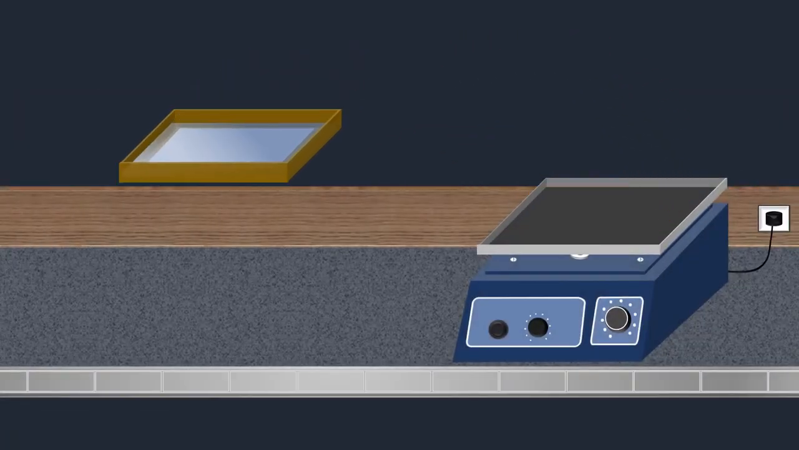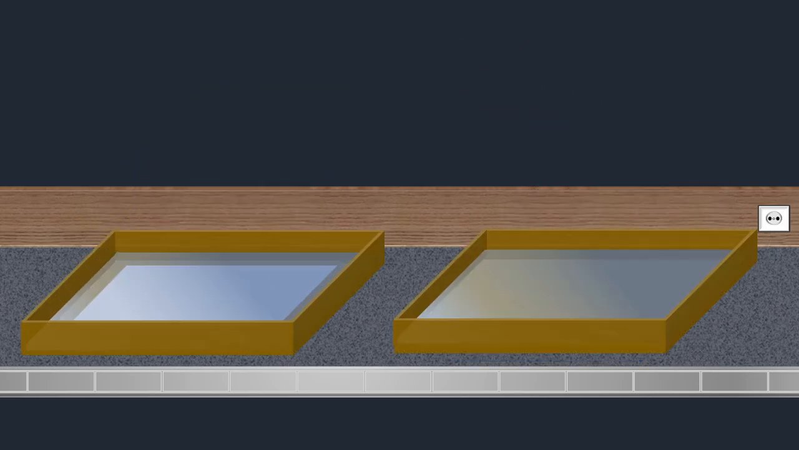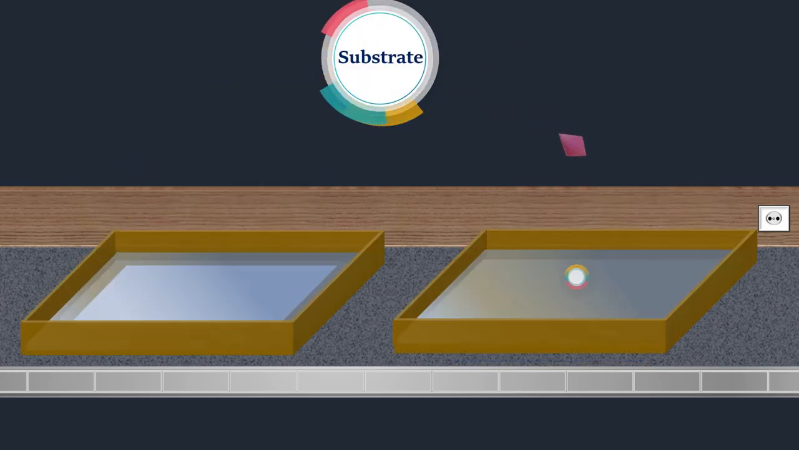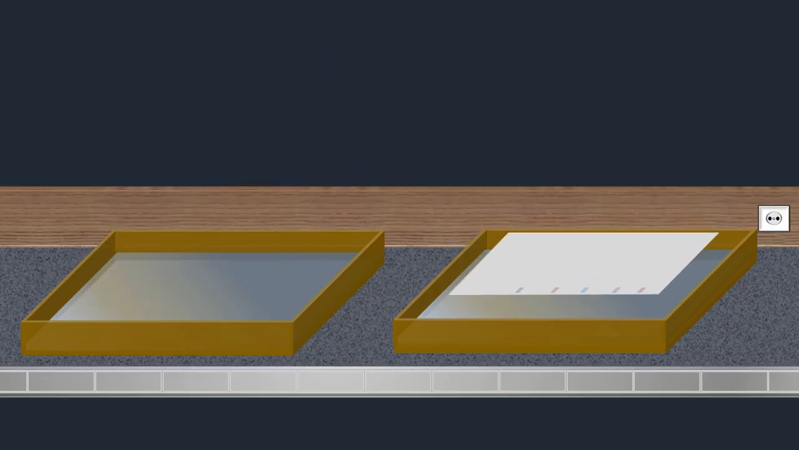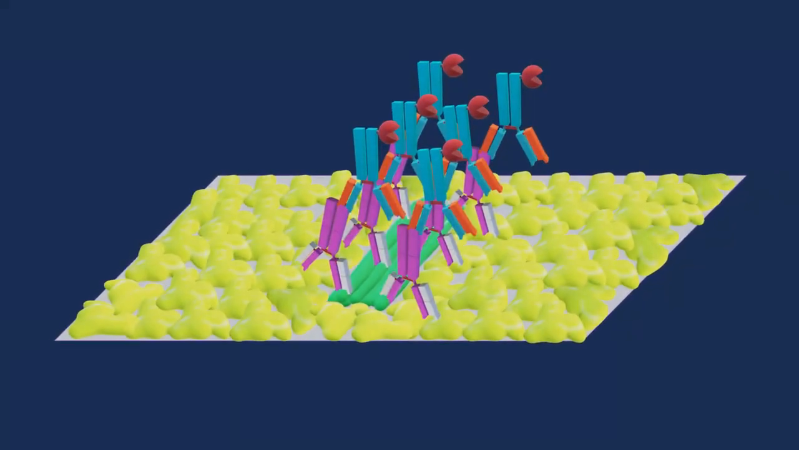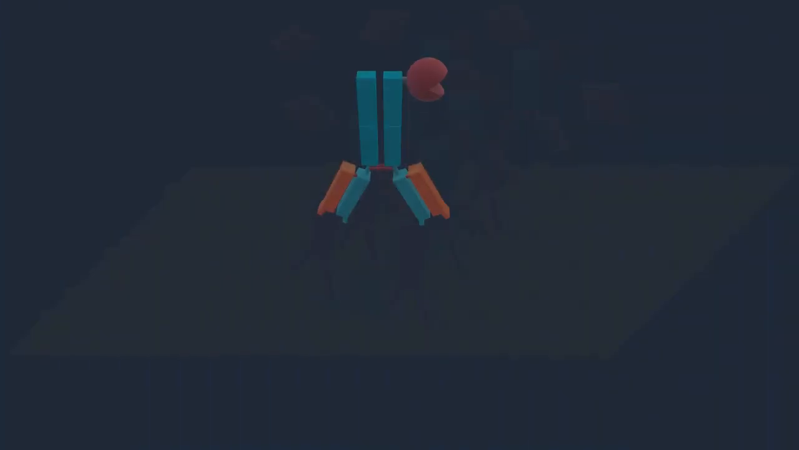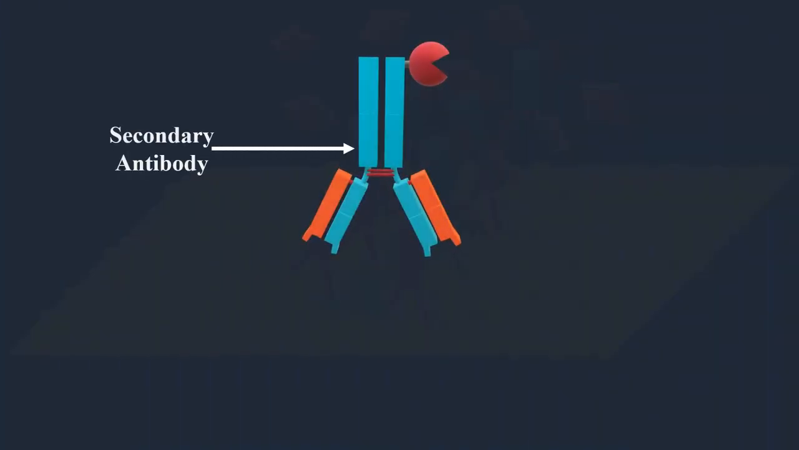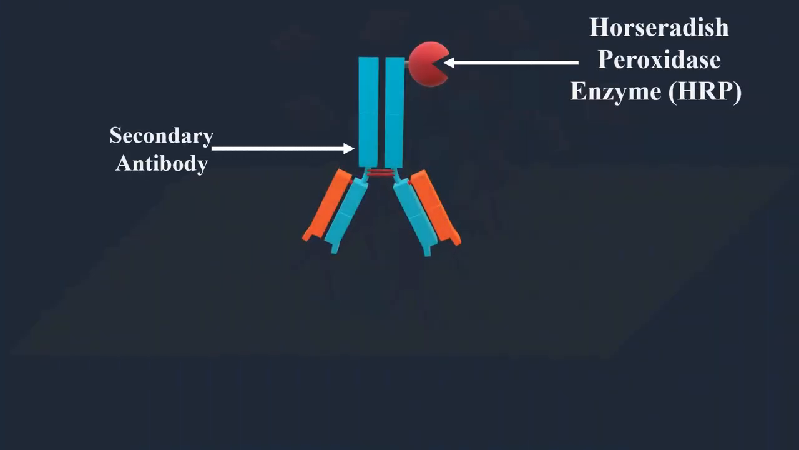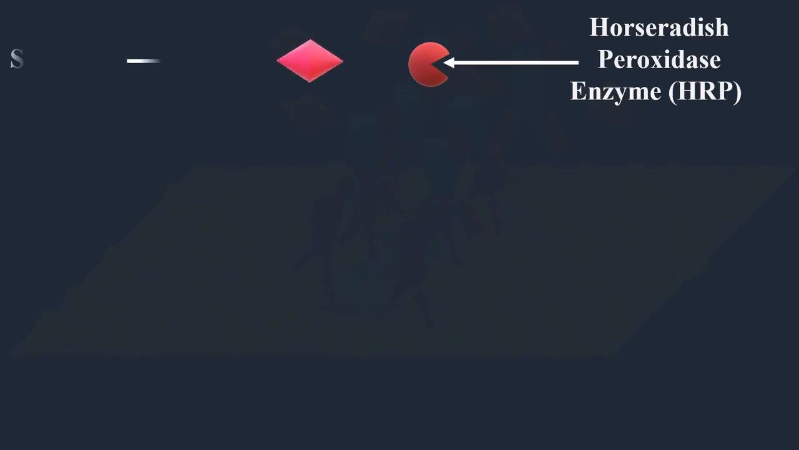After rinsing the membrane to remove unbound secondary antibody, the membrane is incubated in a solution containing the substrate. Chemiluminescent Western blot detection is the most frequently used method to detect proteins on Western blots. To allow detection of the target protein, the secondary antibody is commonly linked to a reporter enzyme such as horseradish peroxidase. The most popular Western blot substrates are luminol-based.